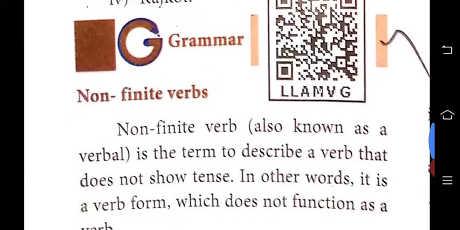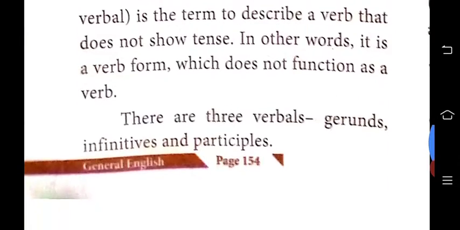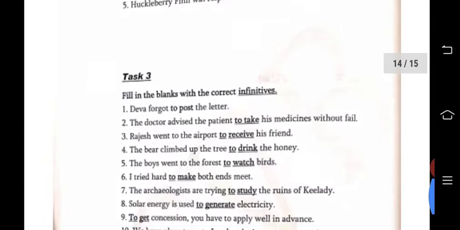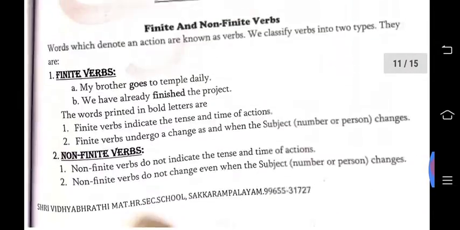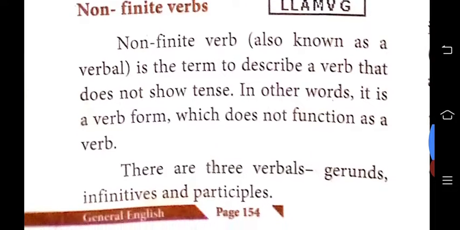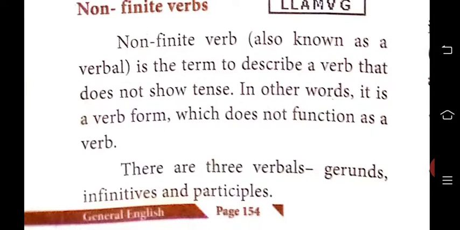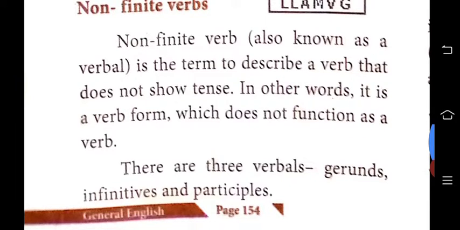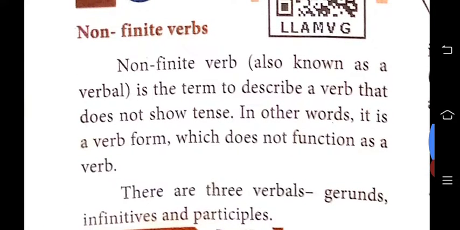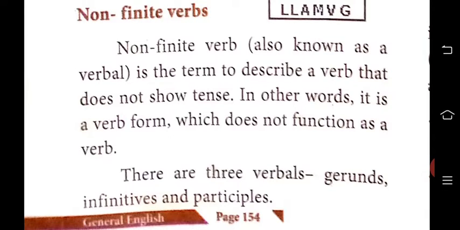Then see the definition in your textbook, page number 154 and 155, where we have non-finite verbs. So see the definition first. Textbook definition: a non-finite verb, also known as a verbal. Non-finite verb is the term to describe a verb that does not show tense, whereas a finite verb shows the tense, whereas a non-finite verb doesn't show the tense form. In other words, it is a verb form which does not function as a verb.